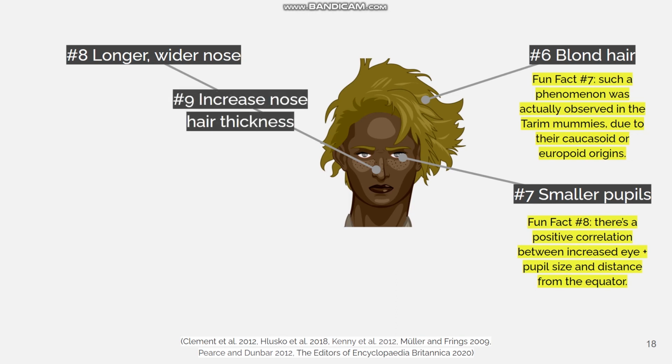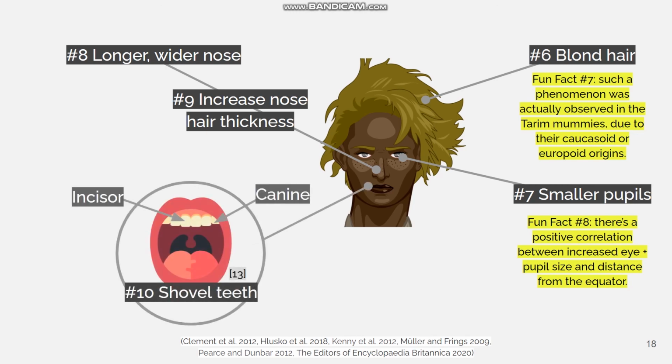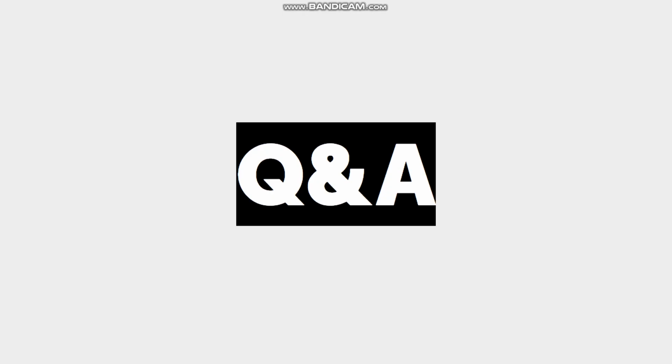The ninth possible mutation could be increased nose hair thickness, length, and density. This would further prevent water loss through moisture and contaminant particles from getting into the lungs. The last possible mutation could be shovel incisors, or teeth whose lingual surfaces, or the surface that faces the tongue, are scooped. Such a mutation would facilitate the heavy use of canines and incisors, for instance in processing and chewing food. So, that is all for our presentation.